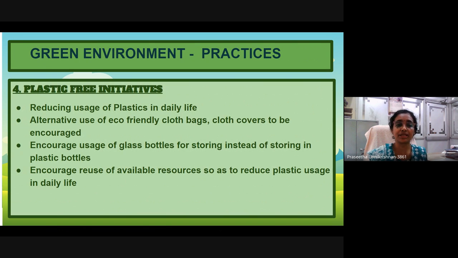Next, we have the plastic-free initiatives. We all know that for sustainable living, it is being emphasized that there should be reduced usage of plastics in our daily lives. Alternatively, one can use eco-friendly cloth bags and cloth covers. Further, one can use glass bottles for storing instead of plastic bottles and also use available resources so as to reduce plastic usage in daily life. In fact, if we can free the house of plastic, that is one of the greatest initiatives which can be taken at an individual level. Similarly, initiatives for a plastic-free society can be taken at both organization and community level.